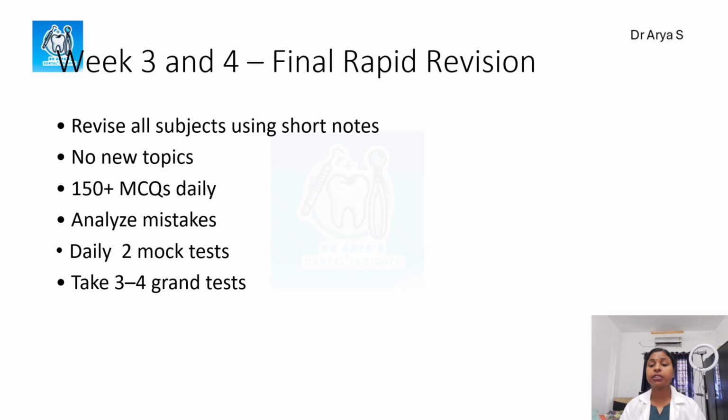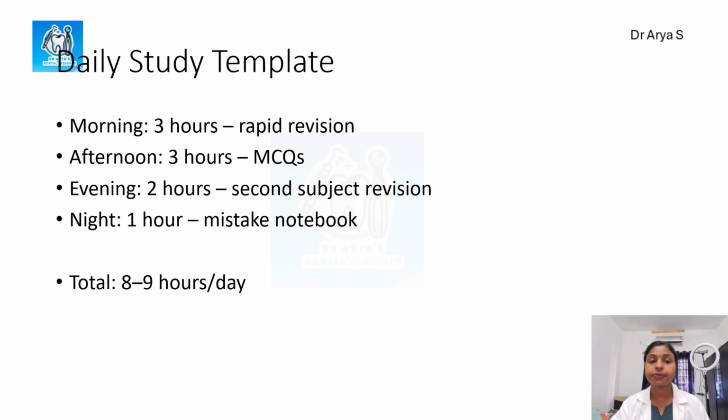In week 3 and 4, it is final rapid revision. Revise all the subjects using short notes. No new topics, it is very important. Only revision. Revision is the main key to success. How much you can revise will lead to grand success. Do 150 plus MCQs daily, analyze mistakes and make a mistake notebook. Do 2 mock tests daily, and take 3 to 4 grand tests.